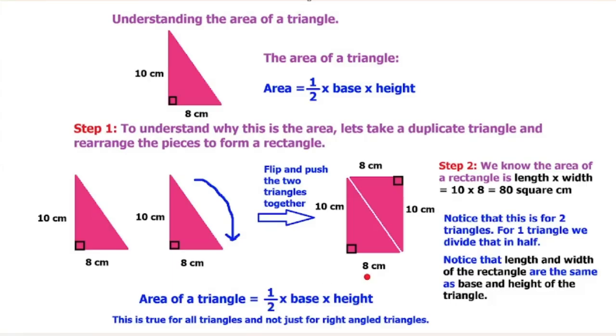So this is easy to show with a right angle triangle, but this is true for all triangles and not just for right angled triangles. So if you had a triangle that looked more like that, the way you would do this is you would take another triangle, cut it in half, and you would put part of the triangle here and the other part here to make up a rectangle. So you can make a rectangle with any two triangles that are exactly the same, is basically what I'm saying.